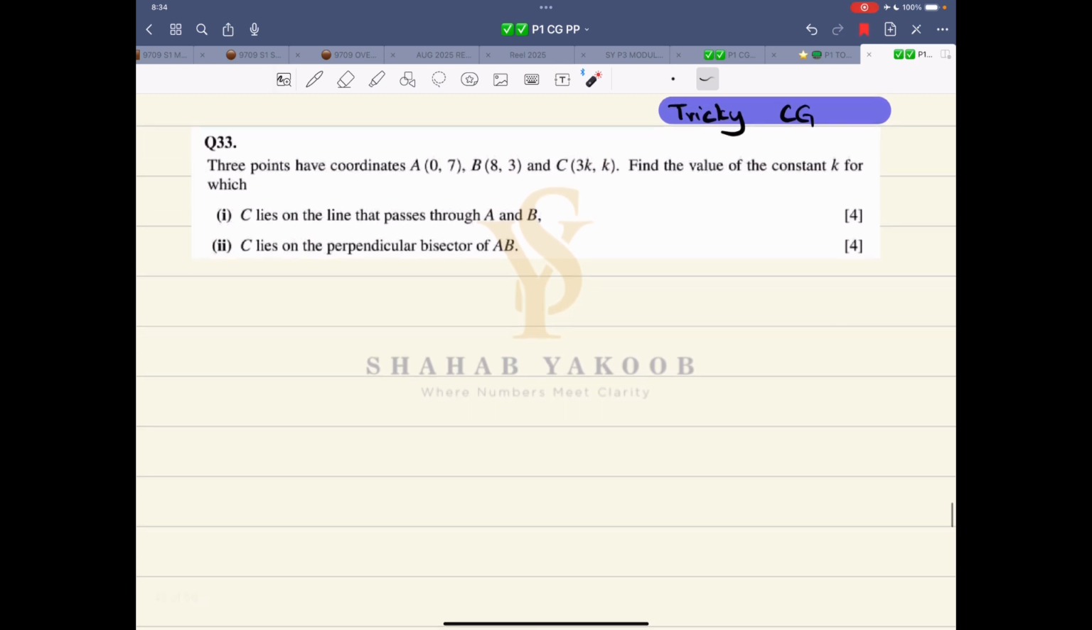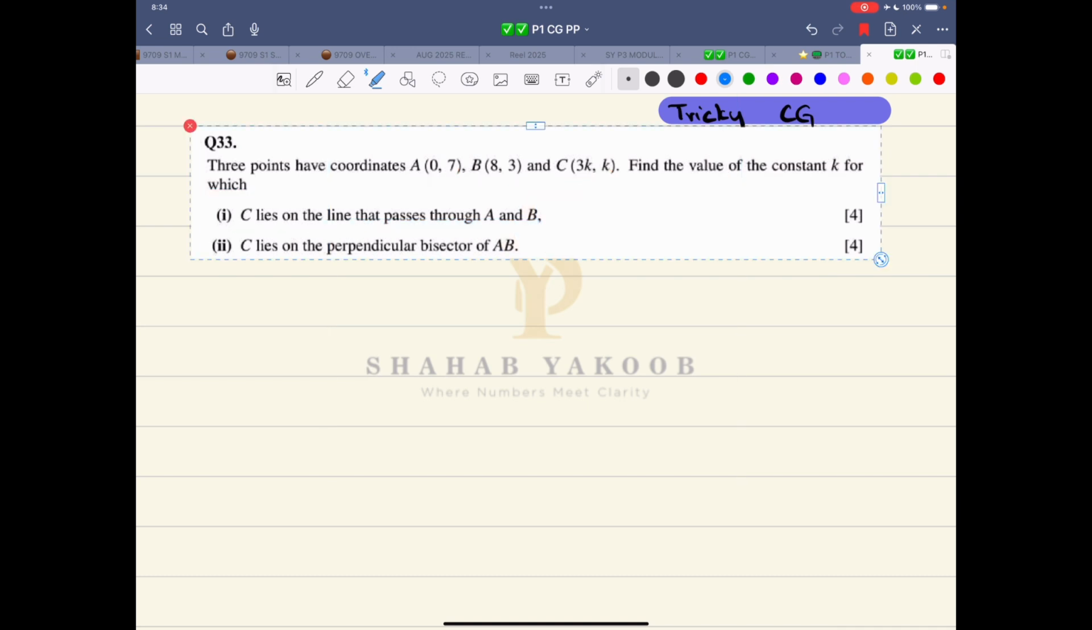Now let's look at question number 33, and these are past paper questions, and this numbering is according to my topical book. Got it? So now let's get started. Let me start the shading. It says 3 points of coordinates A, B and C. Find the value of the constant k for which part A, C lies on the line that passes through A and B. That is the first part.